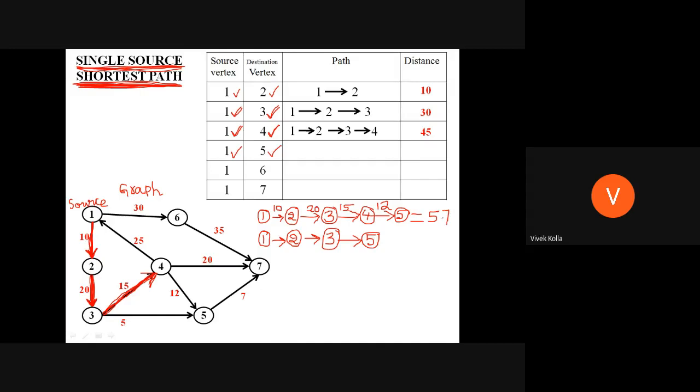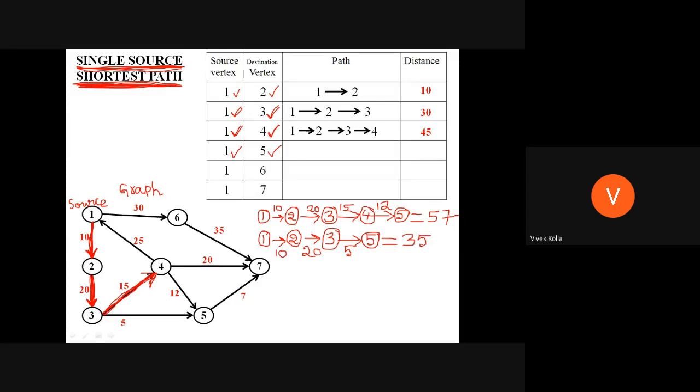So if I choose the first path, the distance is 57. Let us choose the second path. From 1 to 2 the distance is 10. From 2 to 3 the distance is 20, and from 3 to 5 the distance is 5. So what is the distance when I choose the second path? It is 35.